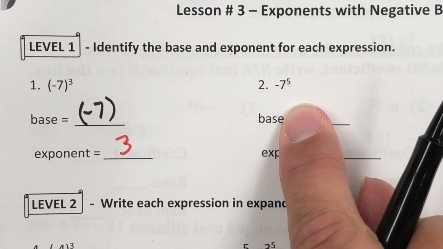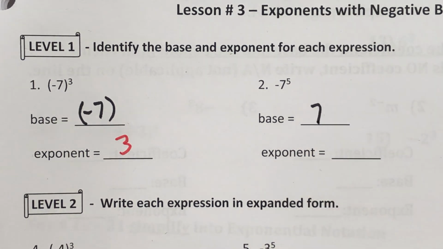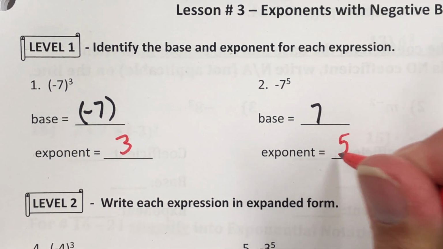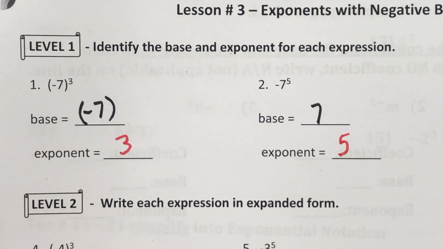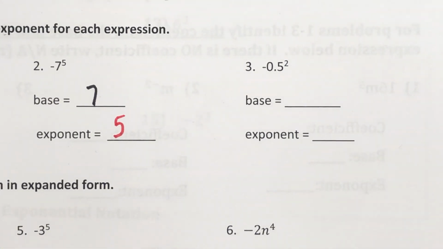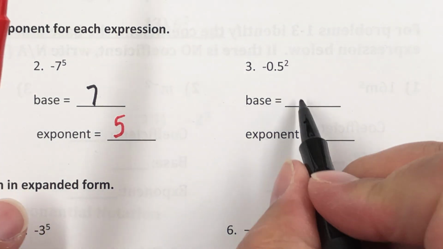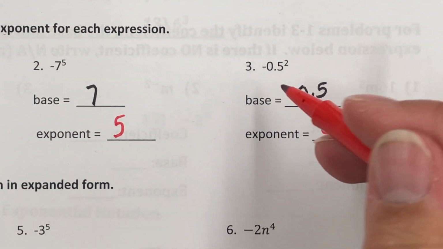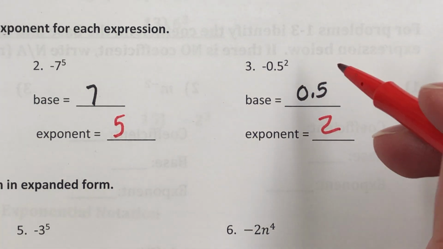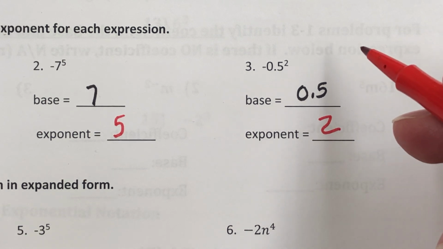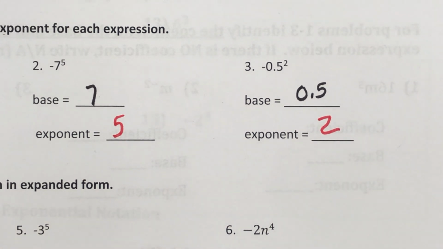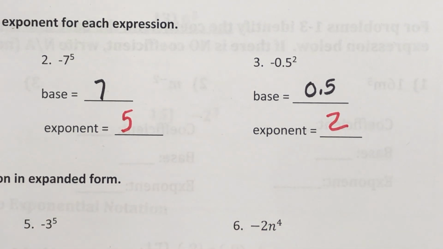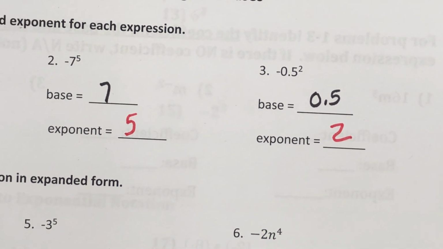This one, the base is 7, but the exponent is 5. That negative sign really means -1 times 7 to the 5th power. And the same thing is true with number 3. The base is 5/10 and the exponent is 2, but it's really -1 times 5/10 squared. Now, those were the level 1 problems. Those are the ones I think everybody should be able to do without any problem.